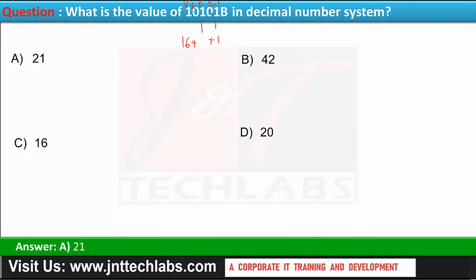Next 8, then this is 4 coming, and 2 is not there. This is totally 21. B means it's not a B, generally it's a binary representation number. So this is called 21. So this is the easy way to calculate.